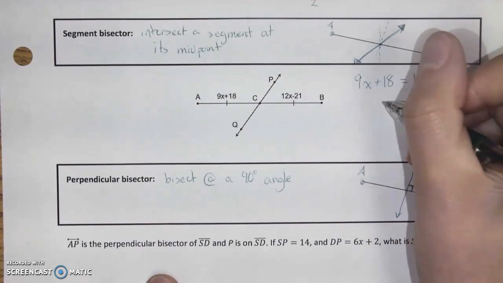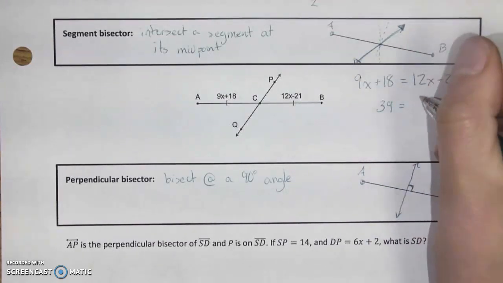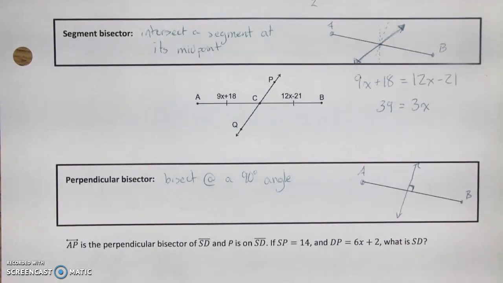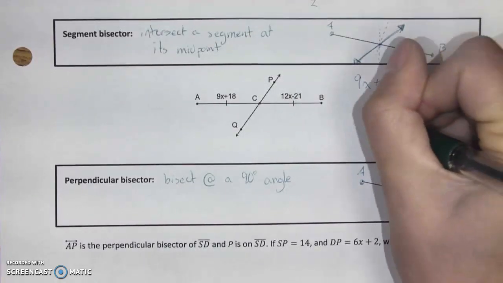We can add 21 to both sides to get 39. We can subtract 9x, and that will give us 3x. And then I can take 39 divided by 3 and end up with x is equal to 13, our final answer.